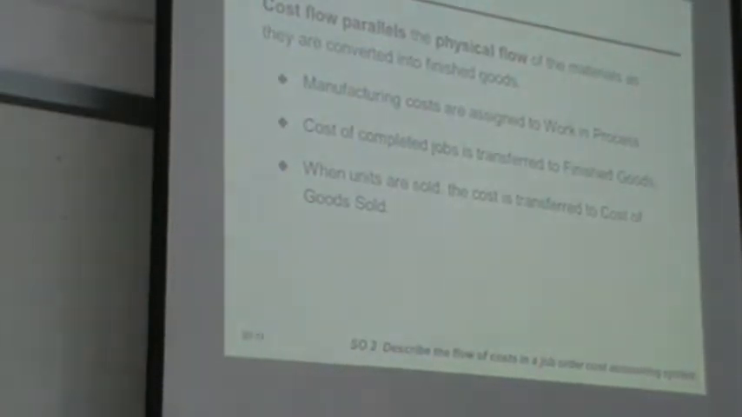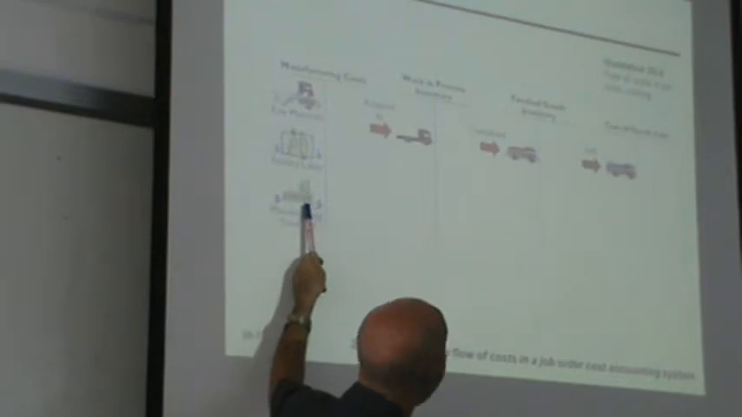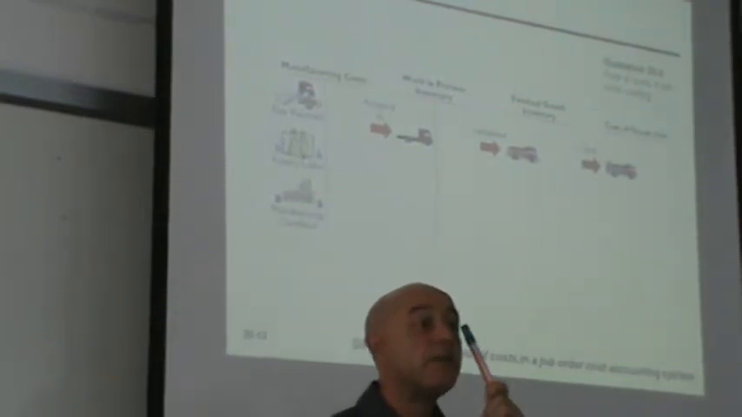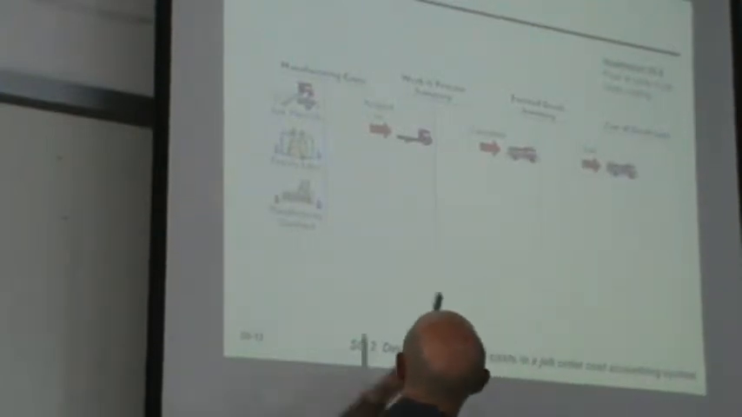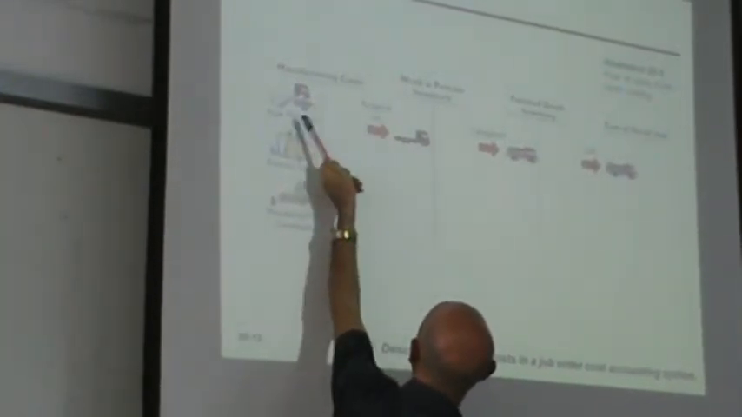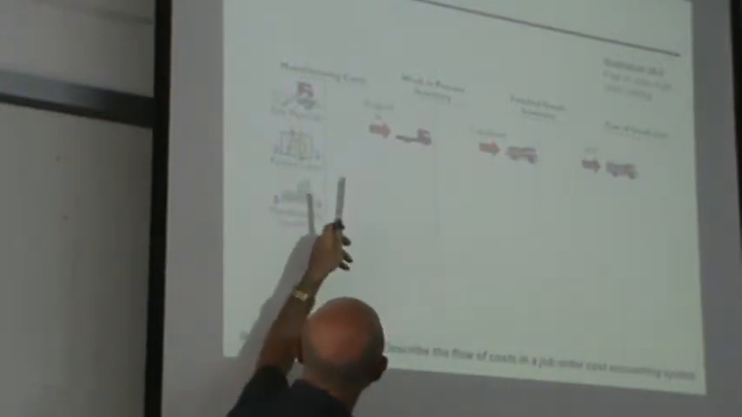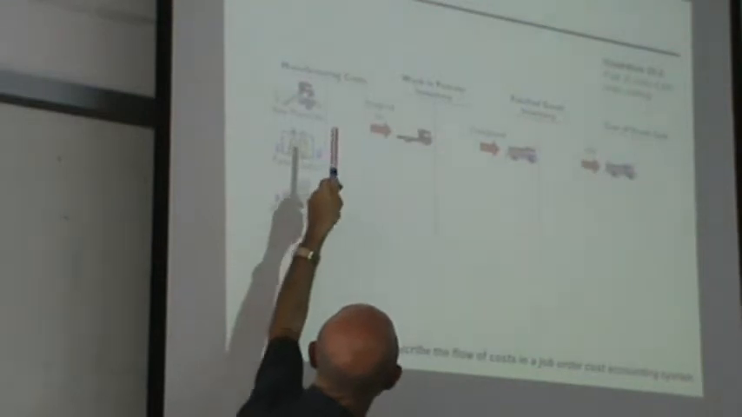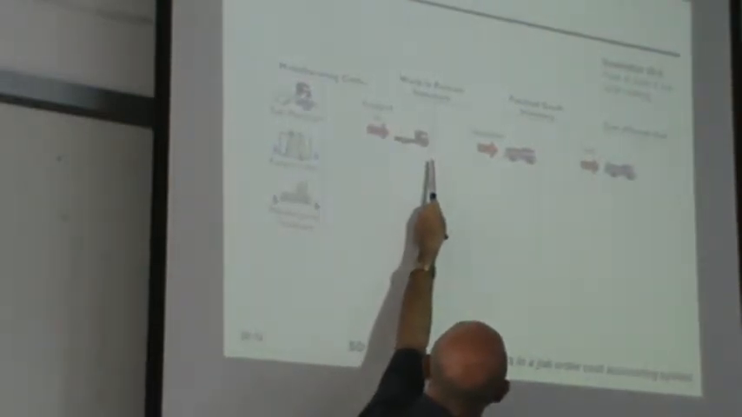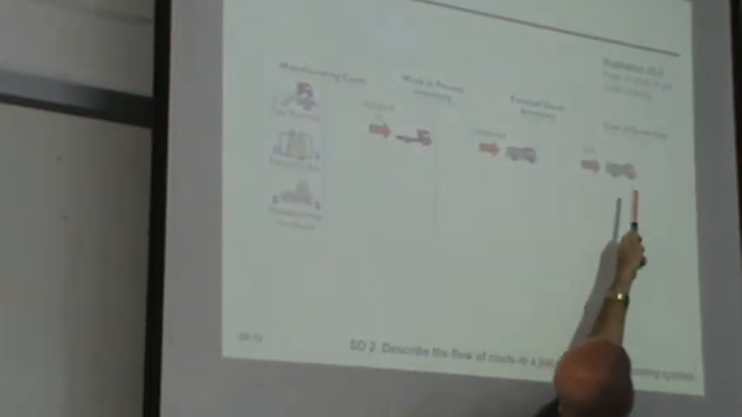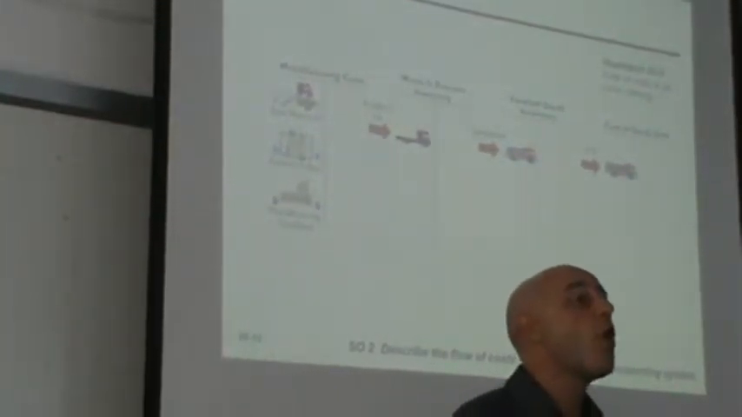Let's see if they got a picture. Yeah, picture. So you have four accounts because you have three steps. So this represents step number one from here to here. This represents step number two from here to here. And this represents step number three. So if you have three steps, this involves four main accounts. The manufacturing costs, the work in process, finished inventory, cost of goods sold. It's always like that, okay?